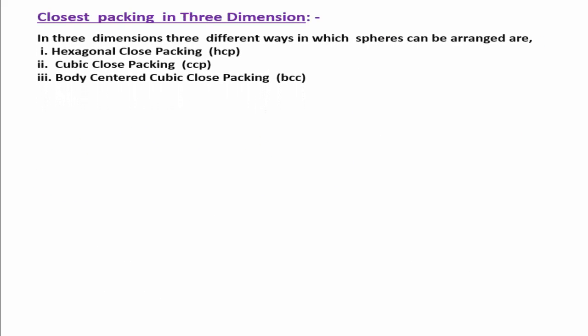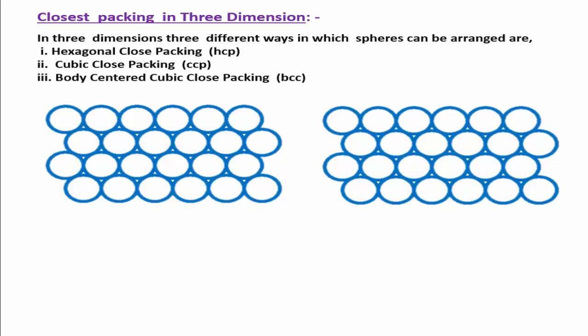In 3 dimensions, there are 3 different ways by which spheres can be arranged. The first is hexagonal close packing, the second is cubic close packing, and the third is body-centered cubic packing. The way of arranging the first layer is the same, where each sphere is in contact with 6 spheres so that more space is occupied.